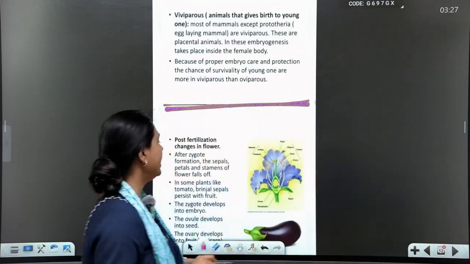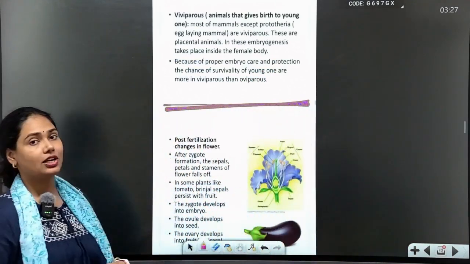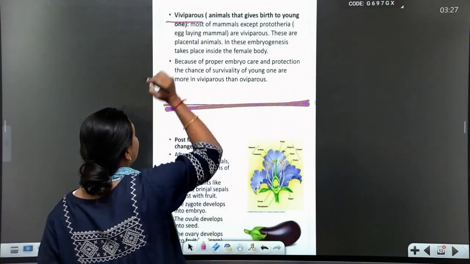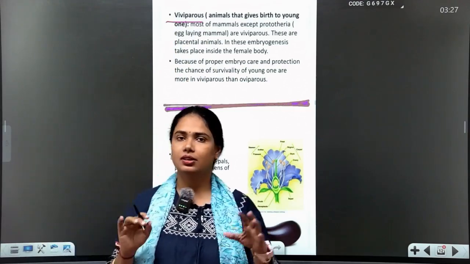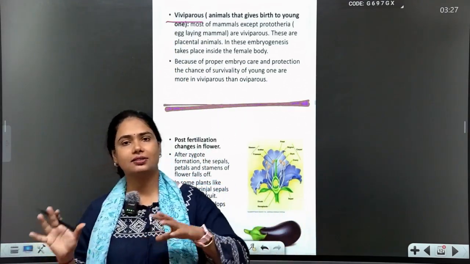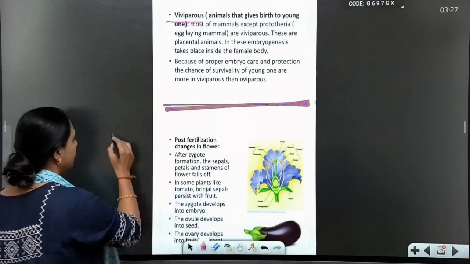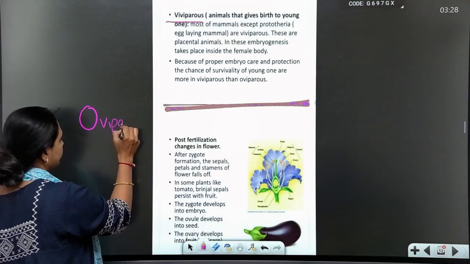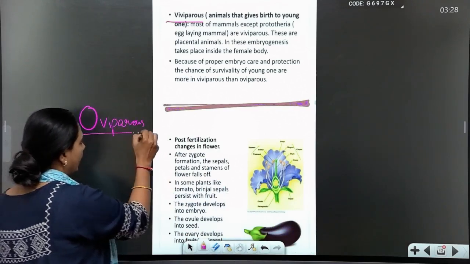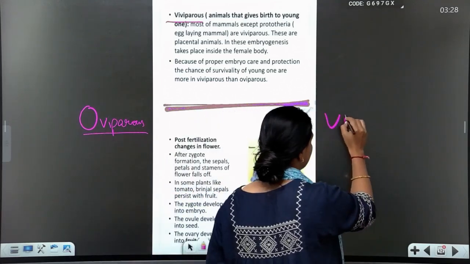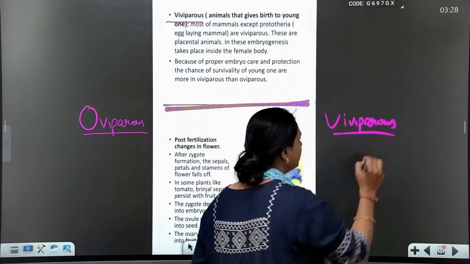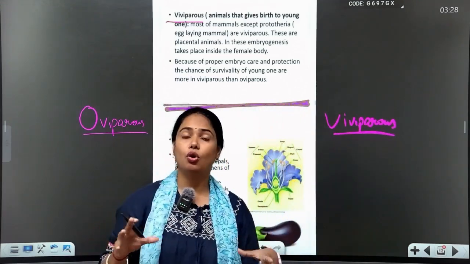Now we are in the ending position. Yes students, we are in the ending position. So viviparous, what is viviparous? See, these terms oviparous and viviparous, I have collected together for you here. Oviparous and viviparous. Both the terms are related to offspring.